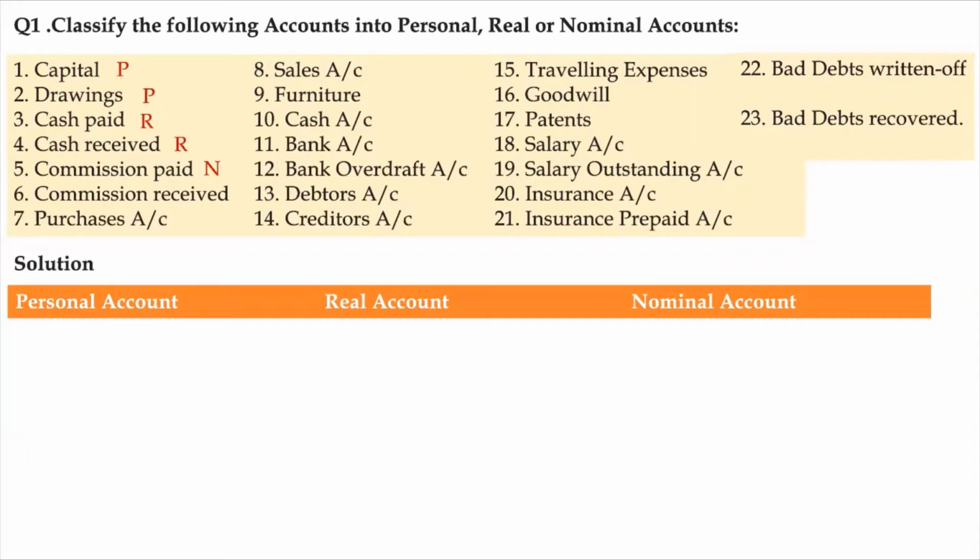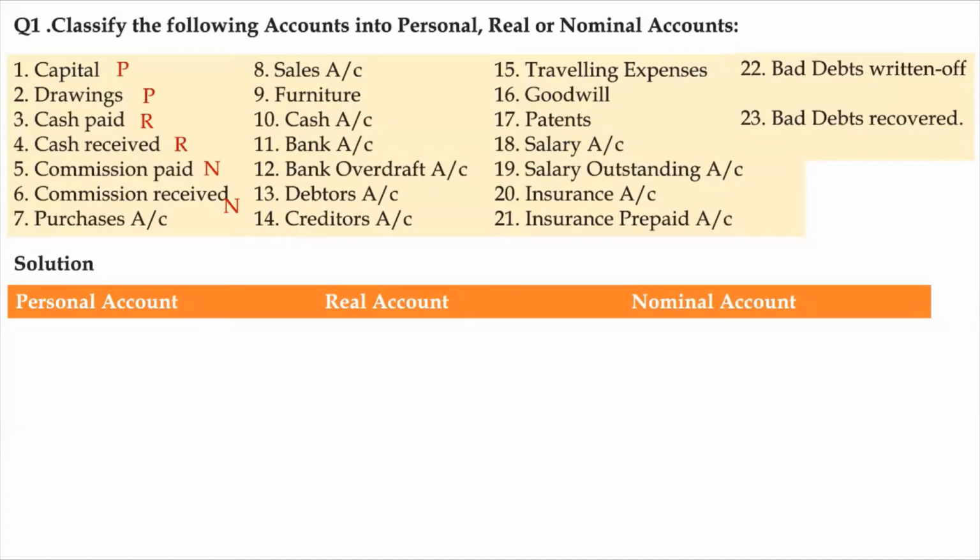Okay. Now the sixth one is commission received. This will also be the nominal account because this is the revenue. We are receiving money as a commission. That means this is the revenue and all the expenses and revenues are related to nominal account. So we will write N for our convenience.